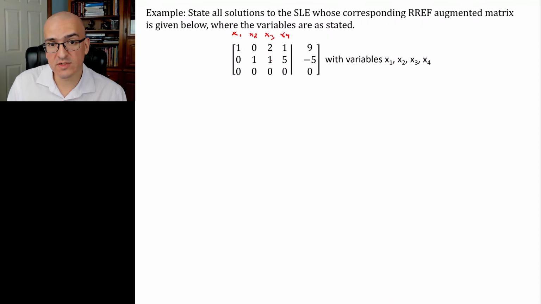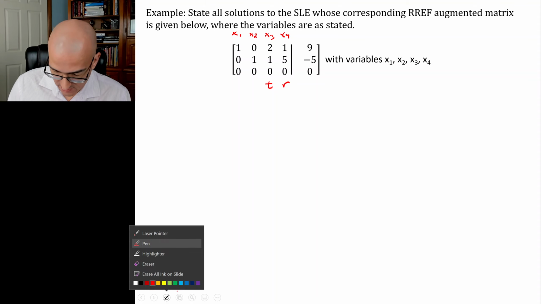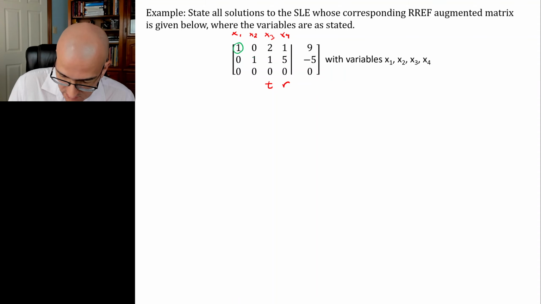Remember, a leading 1 is the first non-zero number in that row, in that position. So when I'm circling here, that's not a leading 1. It's not the first non-zero number in a row. So there's no leading 1 here. I'm going to put a parameter t for that column, because there's no leading 1 in that column. And then in the next column over, also there's no leading 1. There's no first non-zero number in the row that's a 1. So I'm going to put in another parameter here. I'll highlight those as leading 1s, and then these are parameter columns.